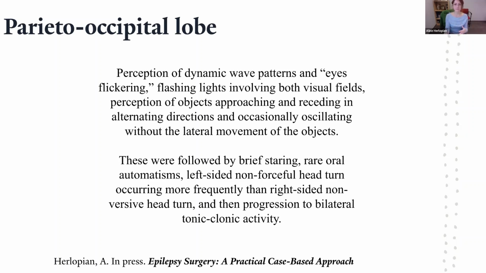Then, as you see, the manifestations progress into oral automatism, left-sided non-forceful head turn, and then he goes into right-sided non-versive head turn, then progresses into bilateral tonic-clonic activity. All these movements of the head, because they are later in the seizure, might not have a highly lateralizing value. However, the most important would have been a versive head turn. Versive head turn is usually contralateral, and we don't have this.